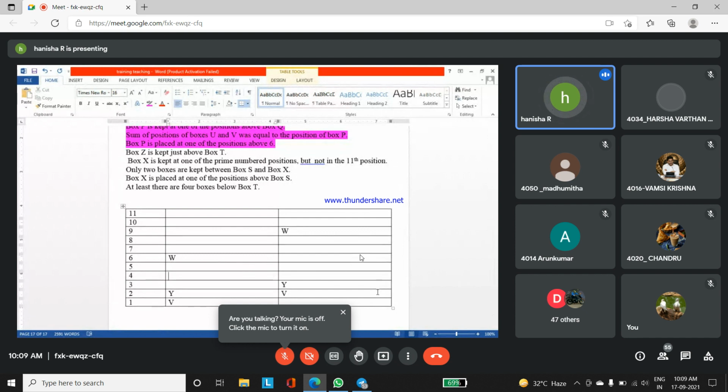The next clue is box P is placed at one of the positions above 6. They have given very clearly that box P is placed above 6. So 7, 8, 9, 10 and 11 are the possibilities for box P. And P and Q will have two boxes in between. The sum of the positions of U and V should be equal to the position of box P. V has already been placed, so you should actually place U, P and Q.